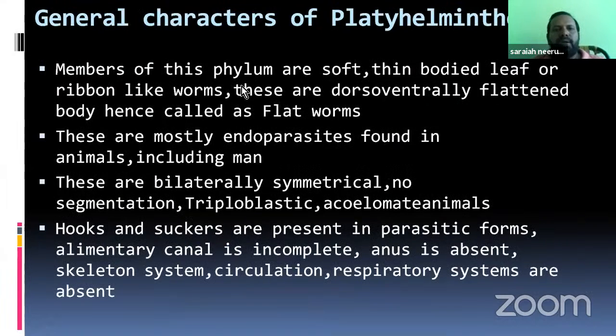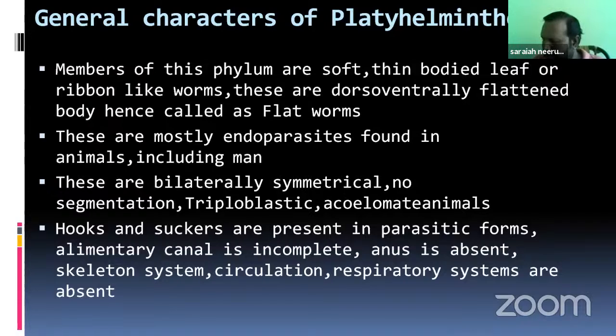Once again, members of this phylum are soft, thin-bodied, leaf-like, ribbon-like forms. These have a dorsoventrally flattened body, hence they are called flatworms. These are mostly endoparasites, found in animals, including man. These are bilaterally symmetrical, with no segmentation, diploblastic, acoelomate animals. Hooks and suckers are present in parasite forms. The alimentary canal is incomplete. Anus is absent.